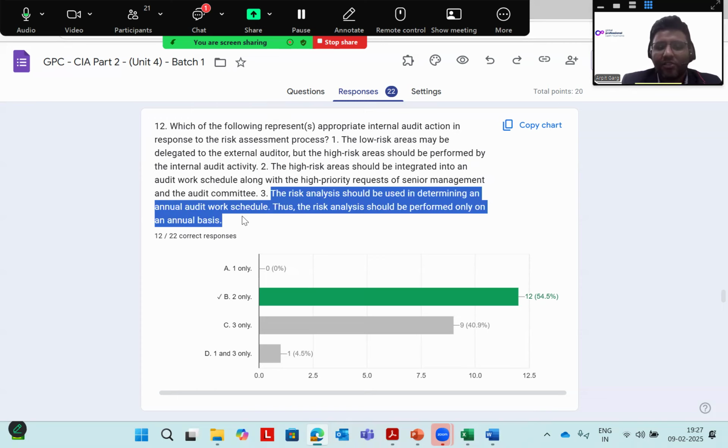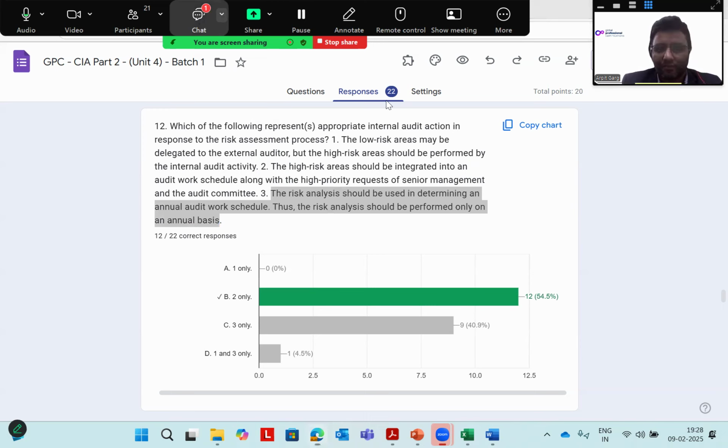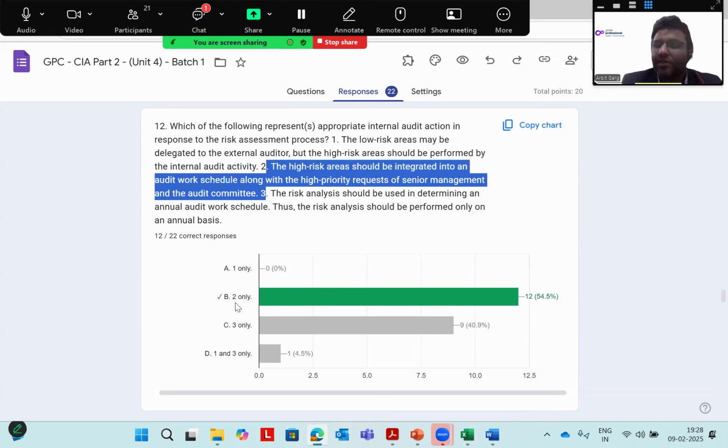Now, this is a very nice option, people. The risk analysis should be performed only on annual basis. Is this a correct statement or not a correct statement? Not a correct statement. No, it says the risk analysis should be performed minimum on an annual basis, not only on annual basis, right? So that's why C3 is not appropriate. Is that clear to everyone? Yes. That's why 2 is correct, which is why B is correct here.